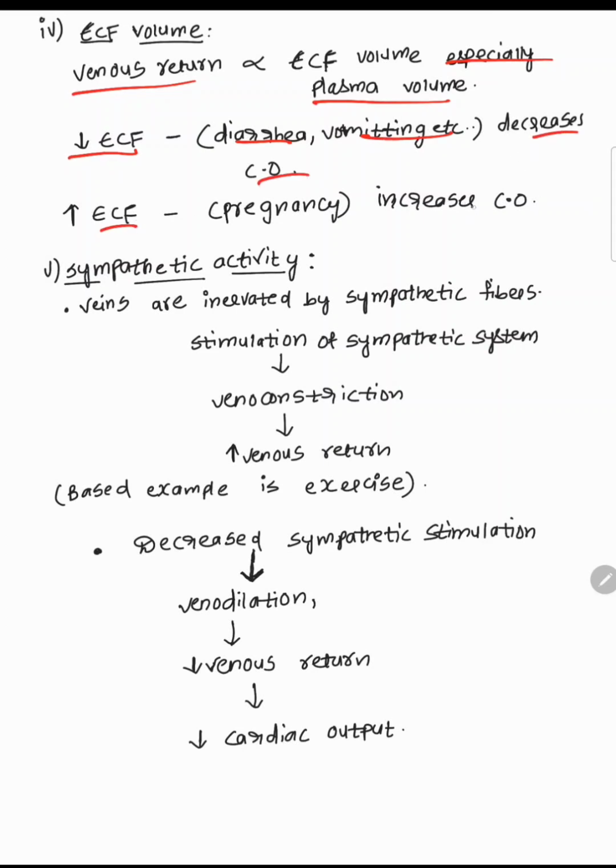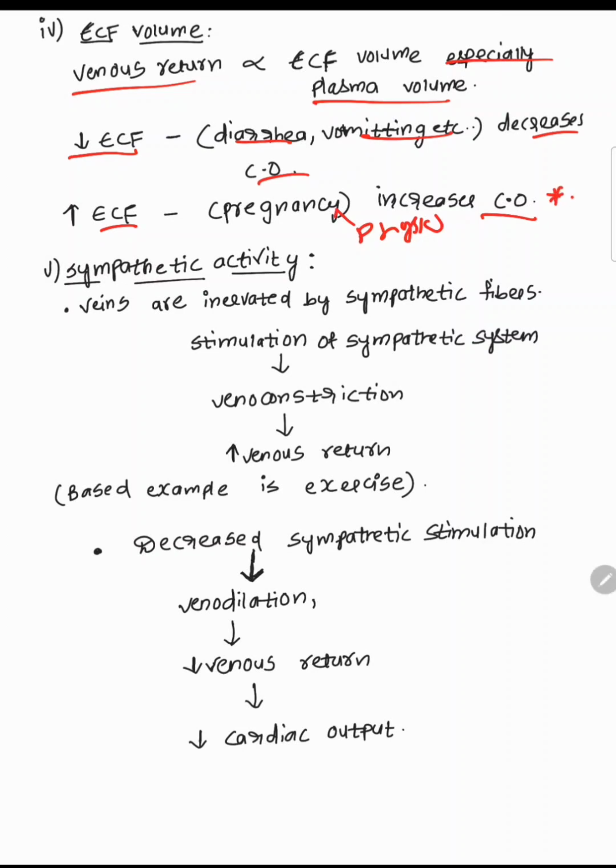An increase in ECF increases cardiac output, as seen in pregnancy. This is a physiological increase, not any other kind of increase. When you see the cardiac output of pregnant women, they have a great cardiac output. This is one of the reasons for the great cardiac output. You remember this? They may ask why.